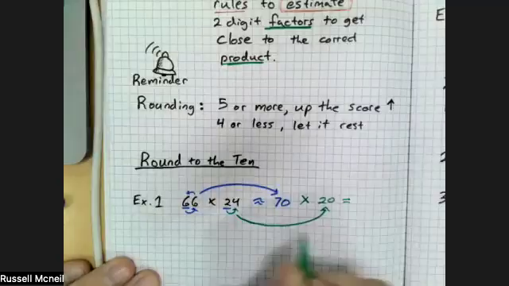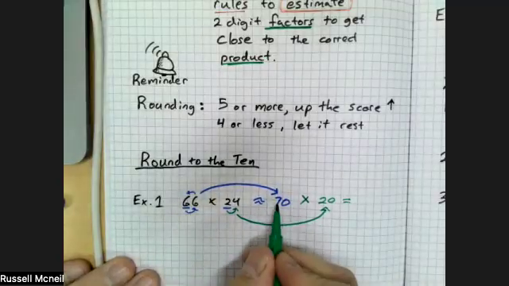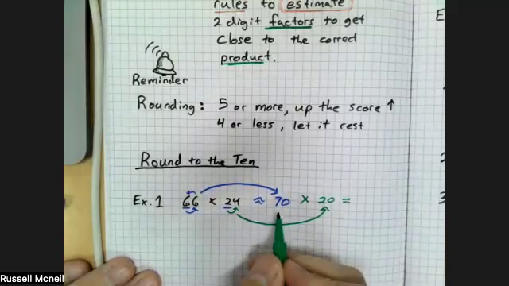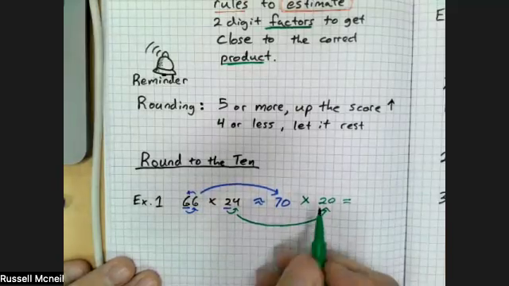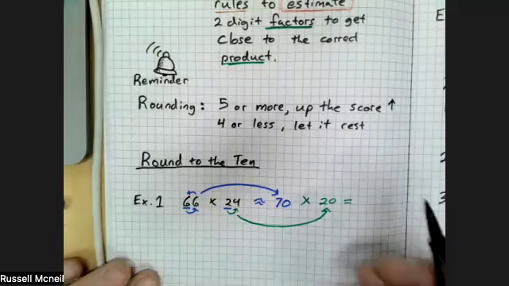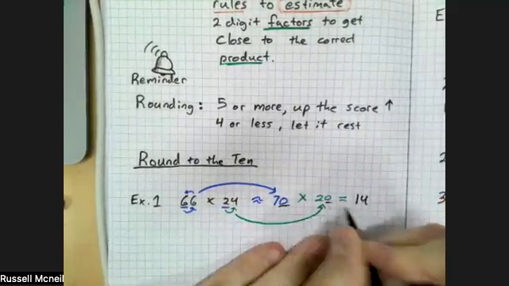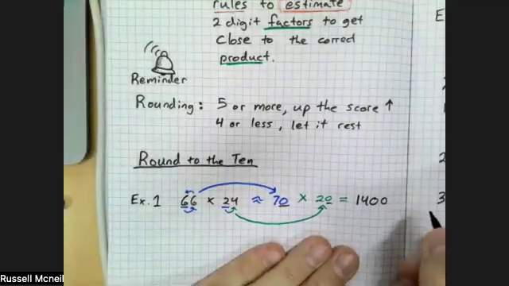And 66 is about 70, 24 is about 20. If we multiply them together, we can use our mental math here. 7 times 2, what do we get? We get 14. We need those zeros at the end. So now we have 1,400.